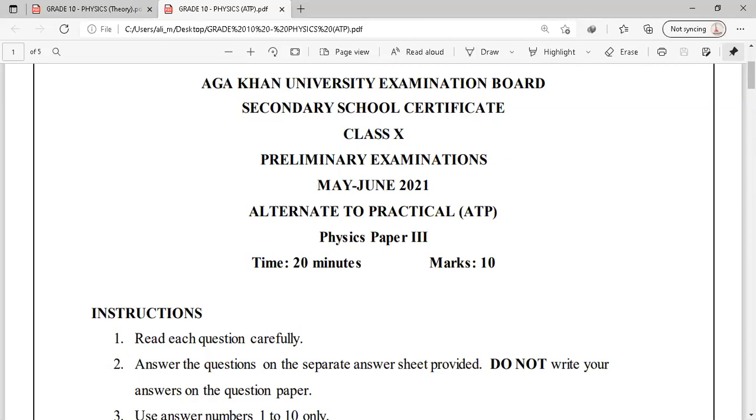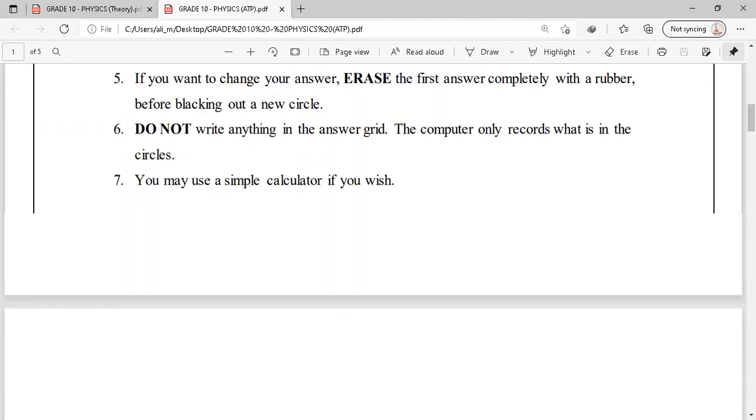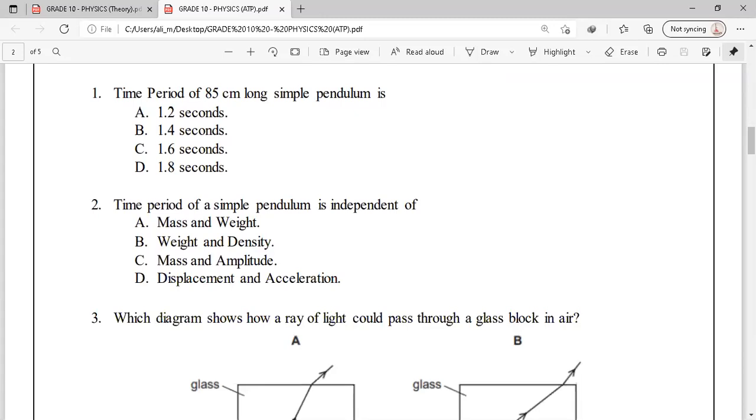Then we have the Aga Khan University Examination Board, May-June 2021 ATP paper. Let's solve this paper. Let's come to our question number 1. The time period of an 85 centimeter long pendulum is. We know that the time period of a pendulum equals 2 pi square root of L over g. So length will become 0.85 meters.